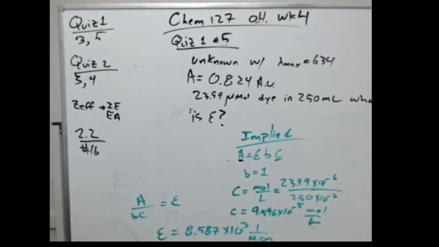I don't think it asks for the units, but I think units are important. So 8,000 is a little bit below our typical range of 10,000 to 100,000, but still reasonable.